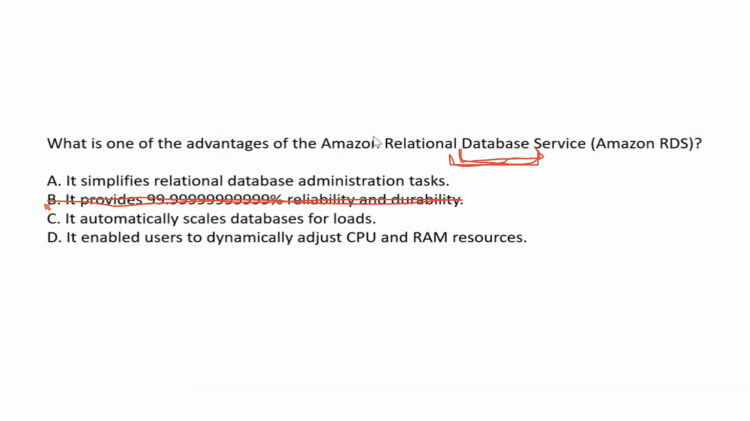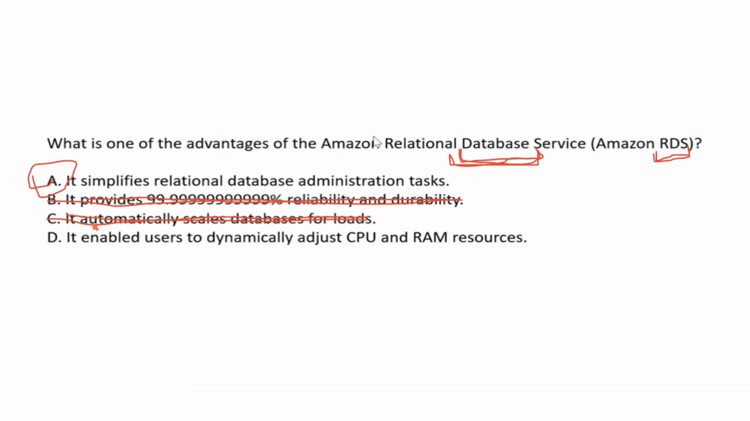Now if I talk about option number three, it automatically scales databases for load. So guys, RDS is not something that automatically scales, but DynamoDB and Aurora, these two services have the property to automatically scale databases for loads. So this option is also eliminated. This is not the property of RDS. Now we are left with only two options. Let us see the first option. It says it simplifies relational database administration tasks. Yes, of course, it simplifies relational database administration tasks. So this can be our answer.